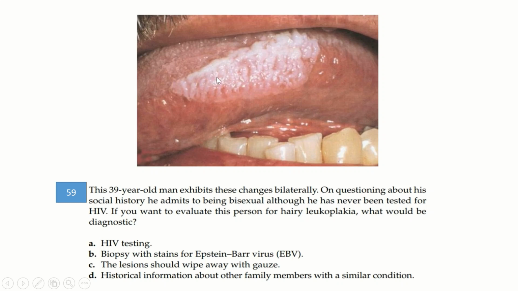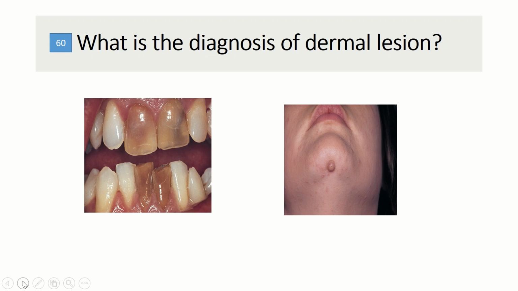As you know, the oral hairy leukoplakia is almost always associated with EBV, in the background of immunosuppression, especially HIV, but is not confined to HIV patients. So the correct answer is biopsy with stains for Epstein-Barr virus, not A, HIV testing.